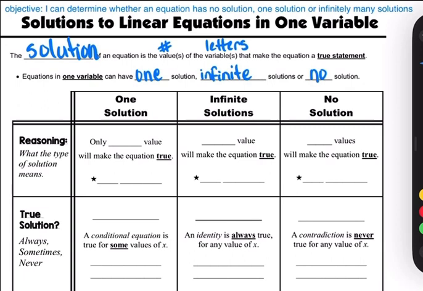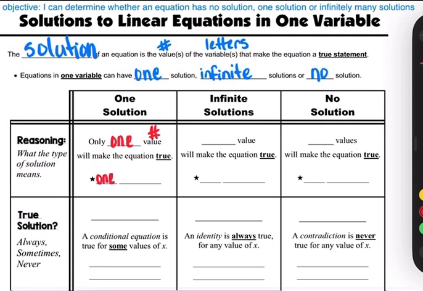So under one solution, it says the reasoning, what the type of solution means. We want to understand what a one solution equation means versus an infinite solution equation versus a no solution equation. So with one solution, you only have one value, that's one number, that would actually make the equation true.